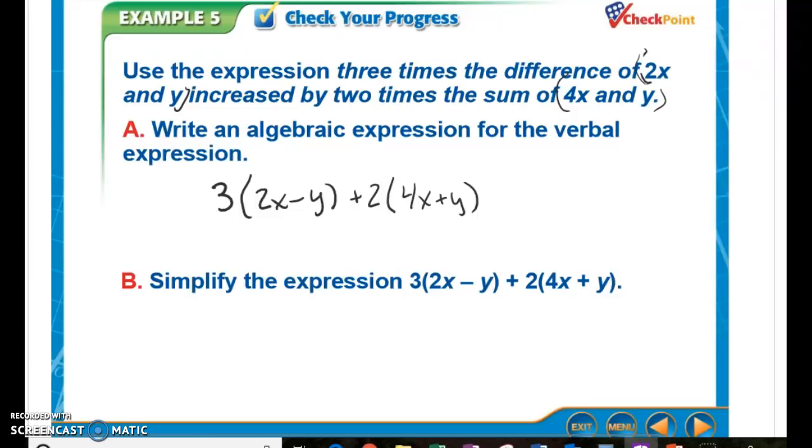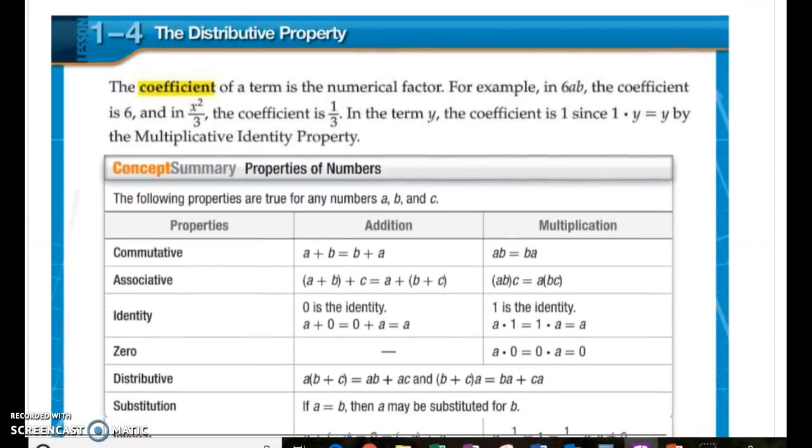And then to simplify, you should have gotten 6x minus 3y plus 8x plus 2y when you did distributive property, and then you combine your like terms. 6x's plus 8x's makes 14x's. Negative 3y plus 2y makes a negative 1y. So again, we're adding the number in front and just leaving the letters alone when we combine like terms.